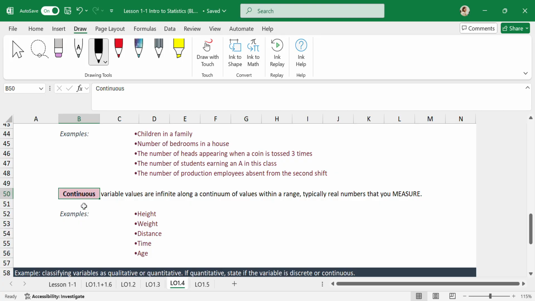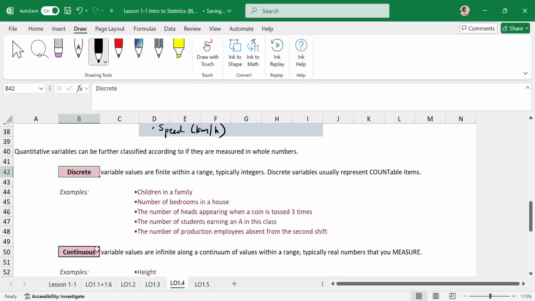If you have a number that can have a decimal and it's something you measure, we call that continuous. So your height could be 157.5 centimeters. It could have a decimal. Your weight could be 180.23 pounds. The time in seconds that it took you could be 15.25 seconds. Anything that can have a decimal that you can measure, that's a continuous quantitative variable.